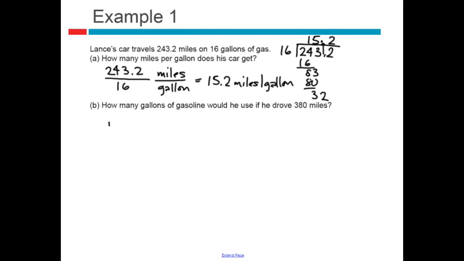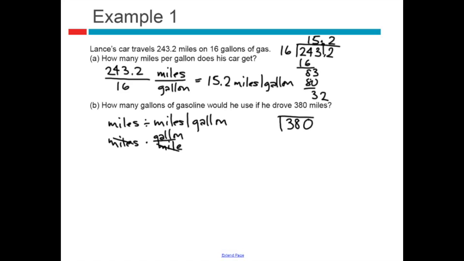If I take miles divided by miles per gallon, I can do some unit analysis, and this is miles times gallons over miles. It's like dividing by fractions, and the miles will cancel, and that gives me gallons. So what I need to do is take that 380 miles and divide it by the 15.2 miles per gallon.